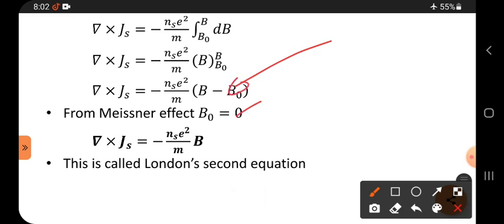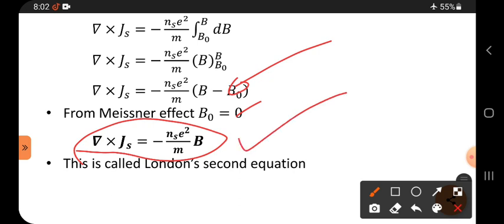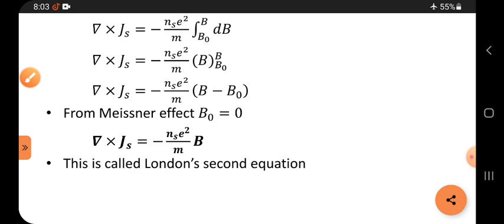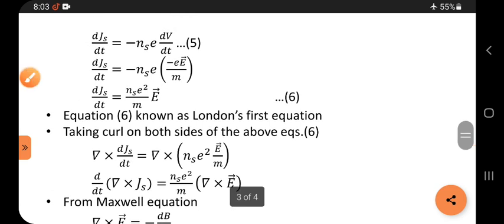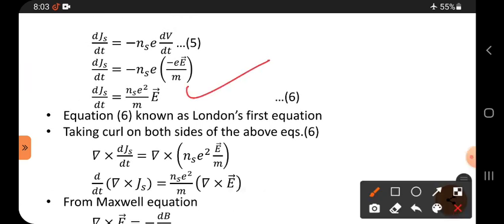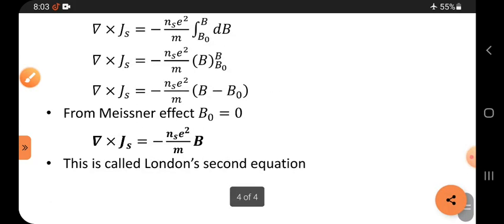Then what we get finally is this equation, called London's second equation. And if you observe London's first equation, here you get the E value, the second is the B value. You cannot get the cross product, but the differentiation you can get. Once again see here, this is dJs by dt is equal to ns e square by m into E. So this part is the same, but here E and B are different, and here they are curl, here we have differentiation.